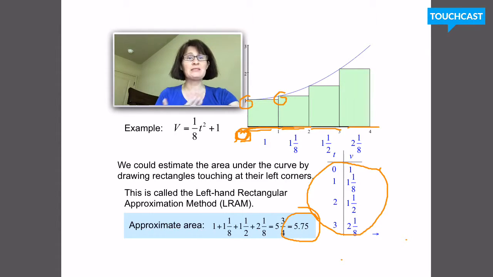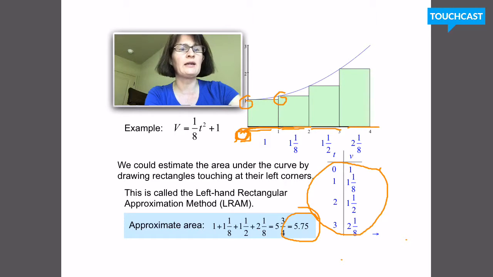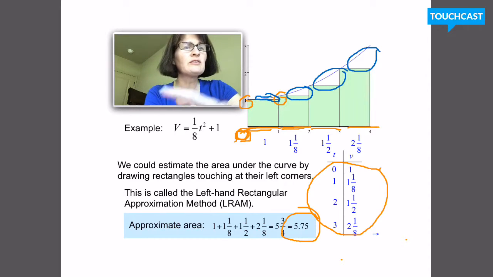Now, I happen to be able to tell here. I won't always be able to tell, but here I can. Look at this. Every time I made a rectangle, there was a little space left over that I didn't quite cover with my rectangles. So each one of these rectangles is a little bit too small, so I know my final answer is going to be an underestimate.